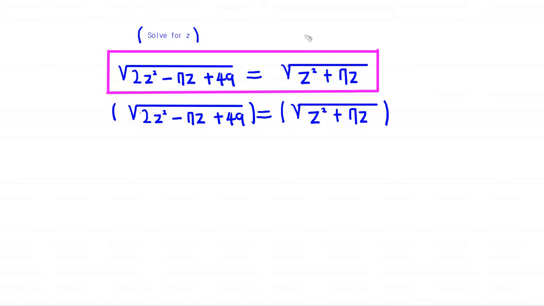the radical sign right over here, and there are ways of removing the radicals so we can find the z value. If we square both sides, the square root cancels out, and the left side is equal to 2 times z squared minus 7 times z plus 49, and the right side is equal to z squared plus 7z.